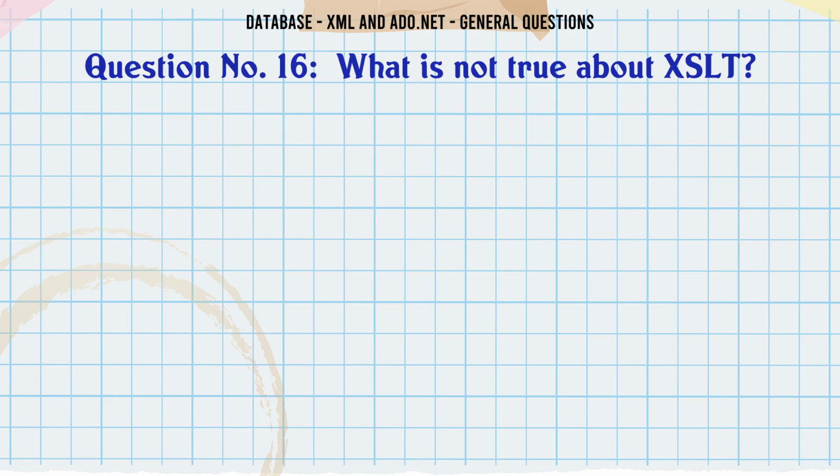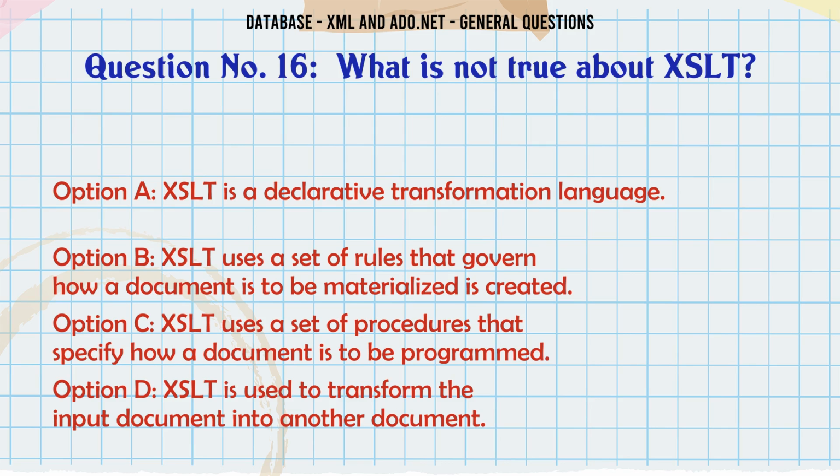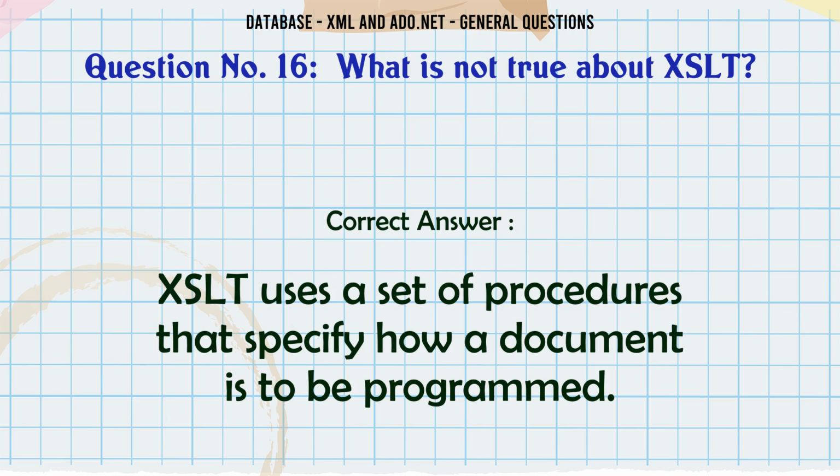What is not true about XSLT? A. XSLT is a declarative transformation language. B. XSLT uses a set of rules that govern how a document is to be materialized. C. XSLT uses a set of procedures that specify how a document is to be programmed. D. XSLT is used to transform the input document into another document. The correct answer is XSLT uses a set of procedures that specify how a document is to be programmed.